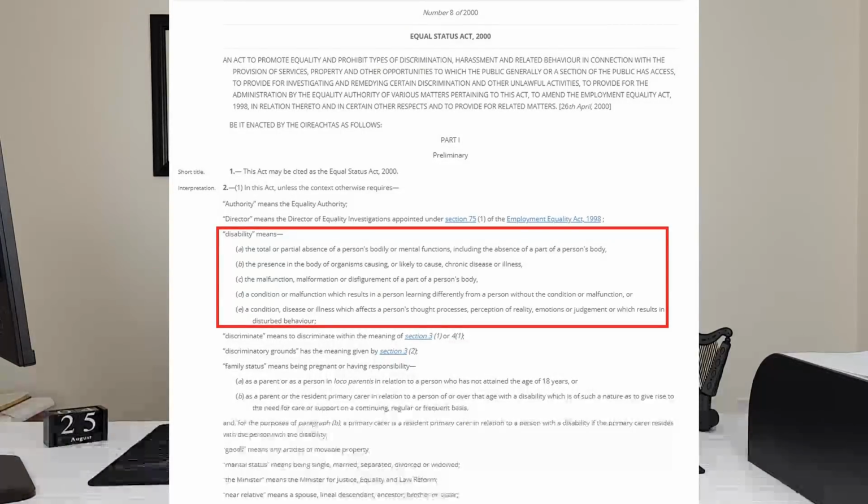The total or partial absence of a person's bodily or mental functions, including the absence of a part of a person's body. B. The presence in the body of organisms causing or likely to cause chronic disease or illness. C. The malfunction, malformation or disfigurement of a part of a person's body. D. A condition or malfunction which results in a person learning differently from a person without the condition or malfunction. Or E. A condition, disease or illness which affects a person's thought processes, perception of reality, emotions or judgment, or which results in disturbed behaviour.